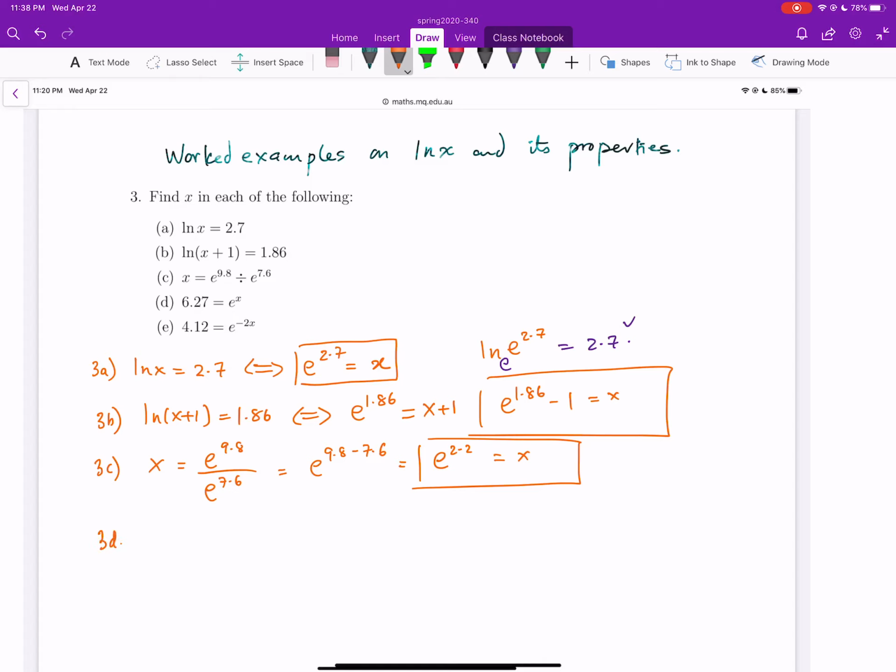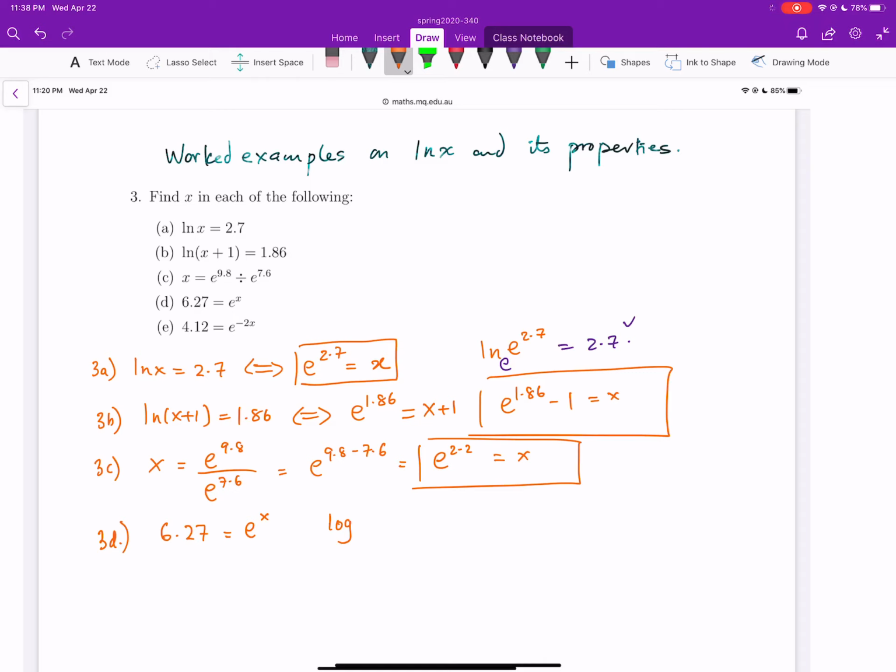Let's look at 3d. So 3d, things are a little bit different over here. We are no longer dealing with logarithmic functions, but exponential functions. So the problem with this is the variable that I'm trying to find is a power. And the only way that we can resolve that is if we change it into a logarithmic form. As long as we can do that, we should be able to find that, because a log returns back to us an exponent.